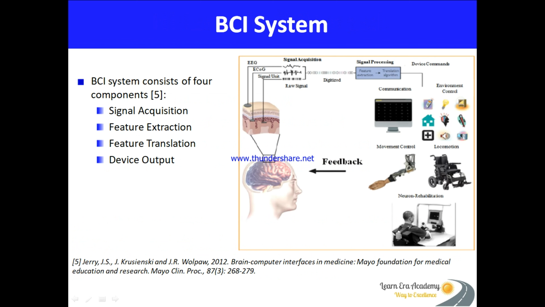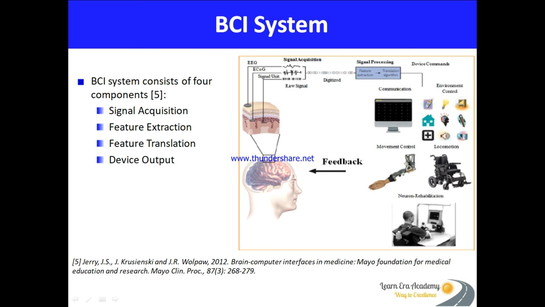Now let's see the components of BCI system. The BCI system consists of 4 components: signal acquisition, feature extraction, feature translation, and device output. The signal acquisition module involves the electrodes, which collect the electrical activity of the brain. Then these signals are amplified and the electrical noise is filtered. Then it is digitized and transmitted to feature extraction module.